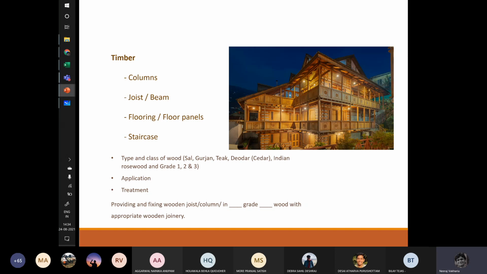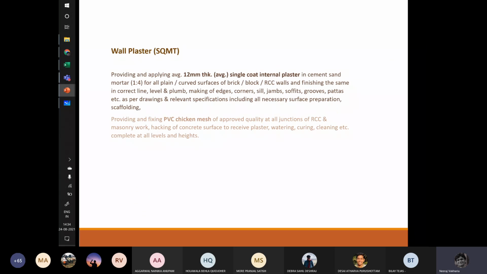And since we are talking about the superstructure, the last item I want to tell you about is wall plaster, which is very general; there are other finishes also which we apply on walls, internals, externals. But since we are covering this, I am telling you this is the last item. Providing and applying average 12 mm thickness. Whenever we apply plaster inside, we apply 12 mm because that is enough. But when we are applying it on the external side, it is 18 mm to protect against dust and water and rains, etc.